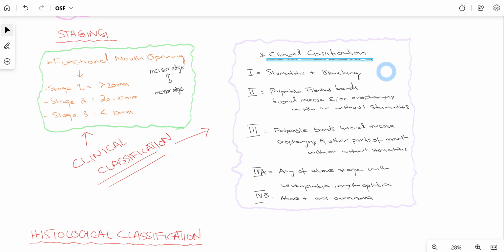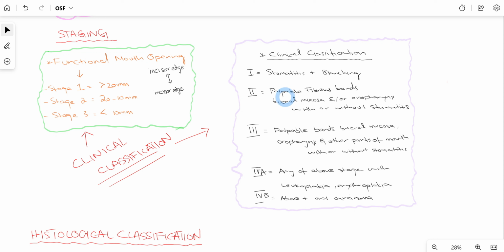Second classification, the clinical classification, is that now in stage 1, initially the patient will have stomatitis, that is increased inflammation around the oral cavity, and some blanching as well. Blanching is when you stretch the oral cavity or the buccal mucosa by your hands, there will be a whitish appearance. Normally it's pink in appearance, there will be a whitish appearance.